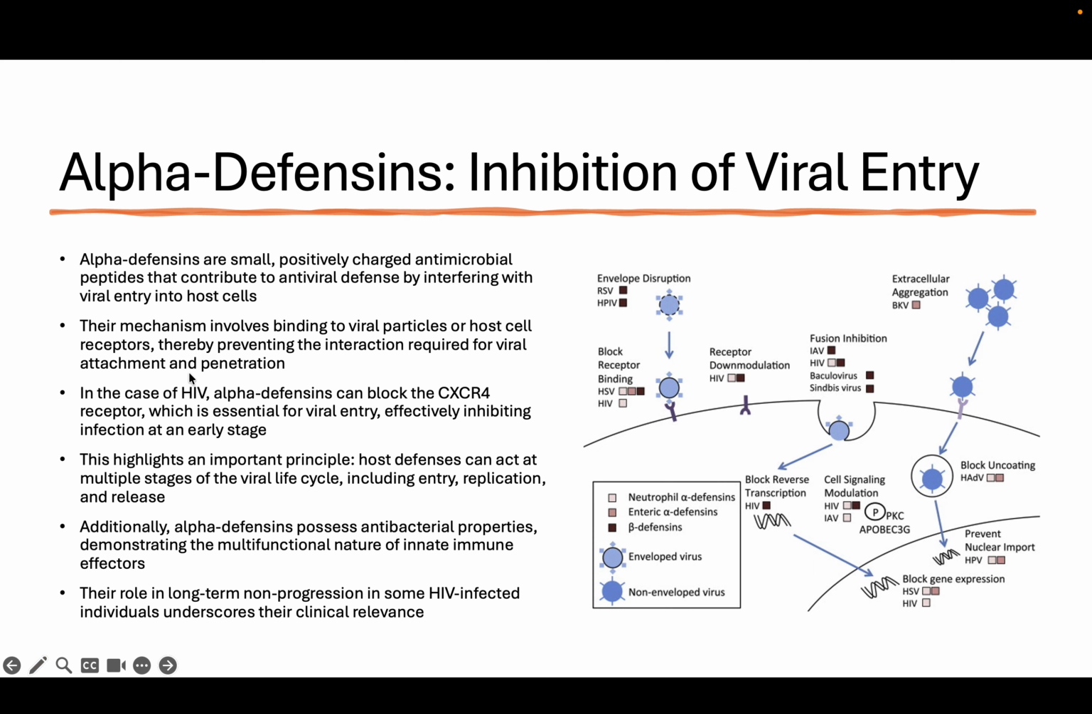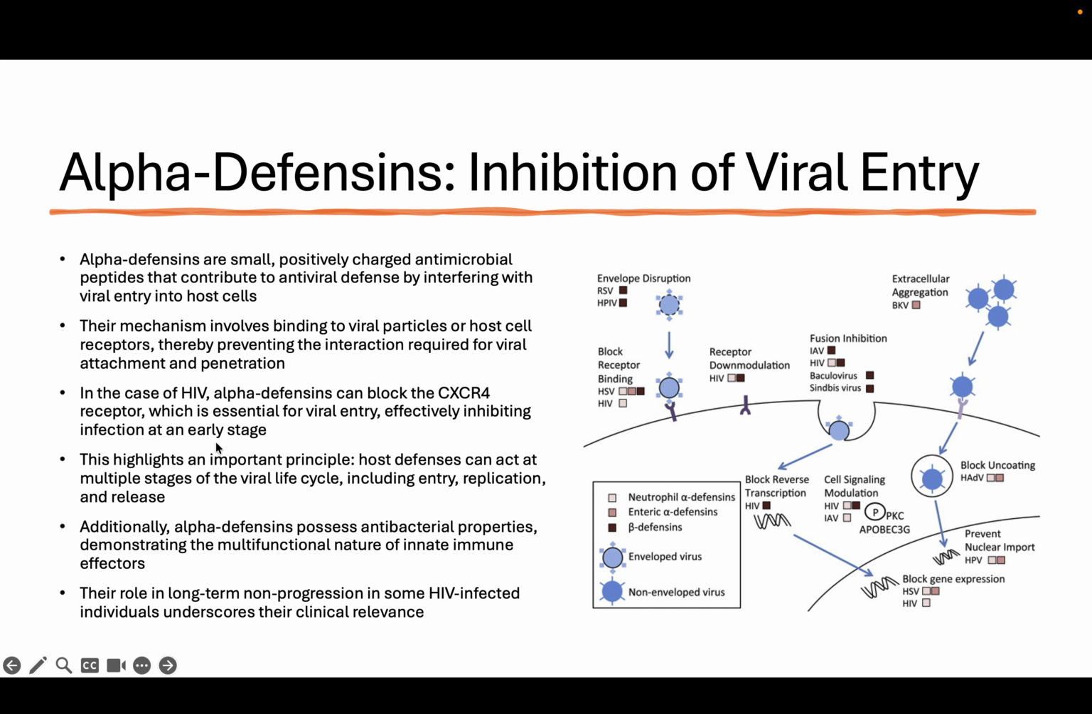I'll give you a very nice case with HIV. In HIV, we have these alpha defensins that are produced by neutrophils, and what they do is bind to chemokine receptor 4, which is a very important receptor for HIV. By binding to it, they block it. So HIV can't bind to chemokine receptor 4, and it isn't able to go inside.